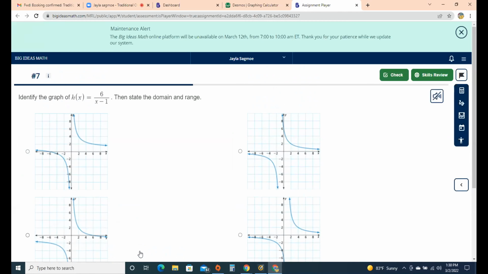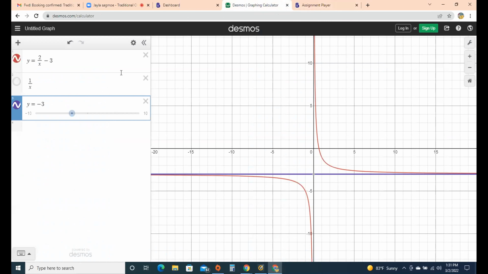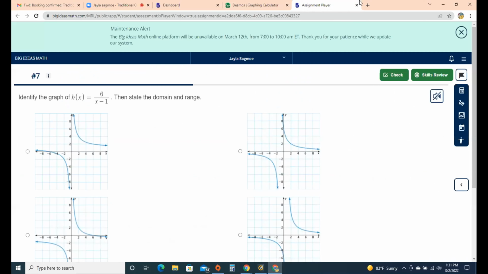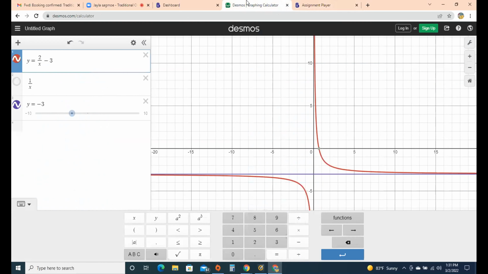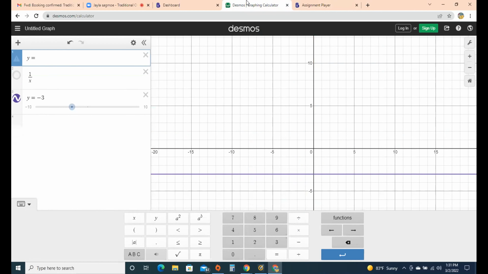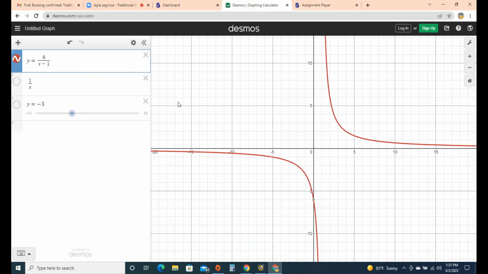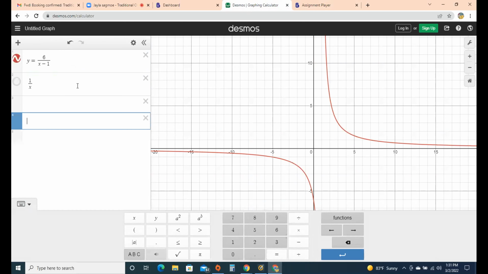All right, so now let's go ahead and graph this one again in Desmos. I just put 6 divided by x minus 1. And then clear out that last one there. Do you see that? Go ahead and add one more line, line 3, and make it x equals 1.